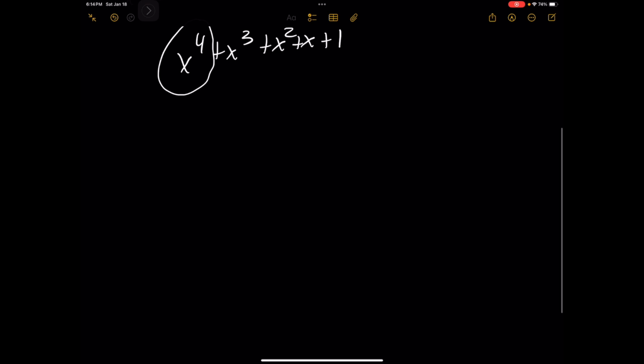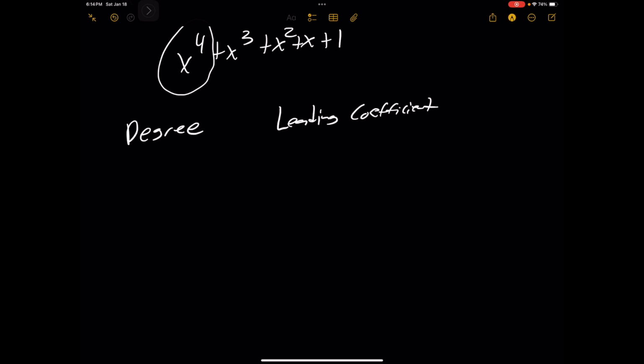And we have a pretty simple rule that we can put into a table. Let's do degree, leading coefficient, x to infinity, x to negative infinity. Let's make this a table.